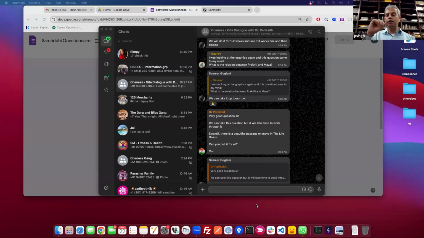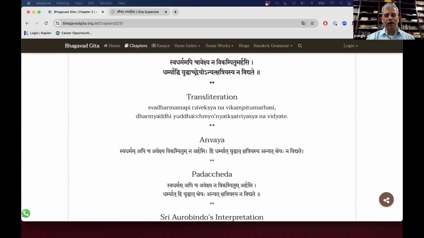Swadharma api. Api is also. Cha veksha. Cha aveksha. Aveksha means to look at it, to think it through. Na vikampitum arhasi. Now arhasi has come back again. Shri Krishna is not allowing him to have such feelings or vikampit. What is vikampit? Kampit is vibrant, that which is vibrating, trembling. And in a way, Arjuna has been trembling against his own fear of killing his own people, the fear of papa, the whole vishad has come and he's trembling. There's a tremor happening. He's not behaving like a yodha, like a warrior.